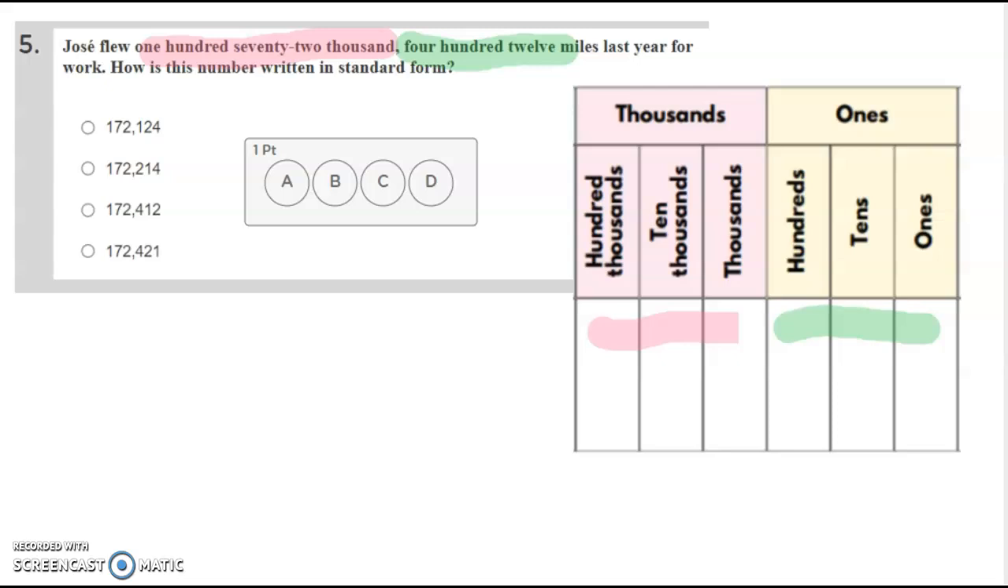100 can be represented with the number 1 in the hundred thousands place. If I look at my answer choices, it tells me they already put a 1 at that first place. So 100, and then I have 72. How would I write the number 72? Again, if I look at my answer choices, they already tell me that the 7 should go here, the 2 should go here. Then I have 412. How would you write 412 on the place value chart?